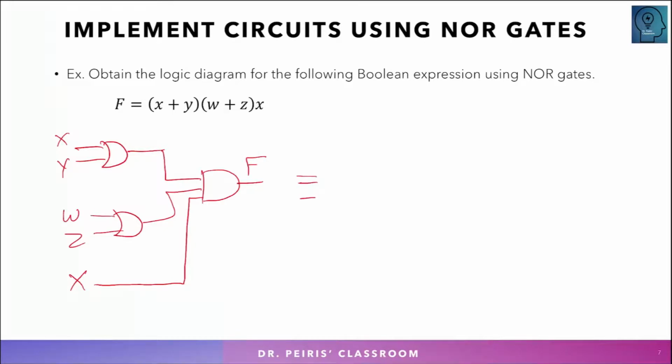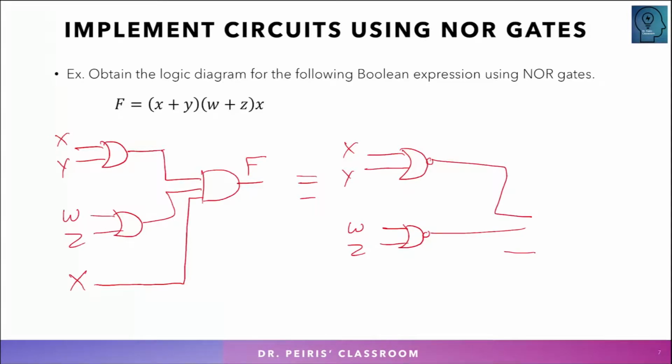Now how do we convert this to have only NOR gates? So first we're going to convert all the OR gates into NOR gates. X, Y, and the next one also converted to a NOR gate. Then we put the inversions at the inputs of the AND gate.